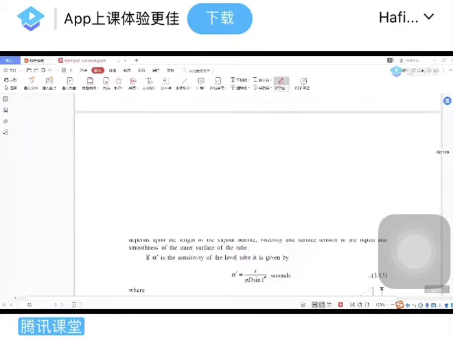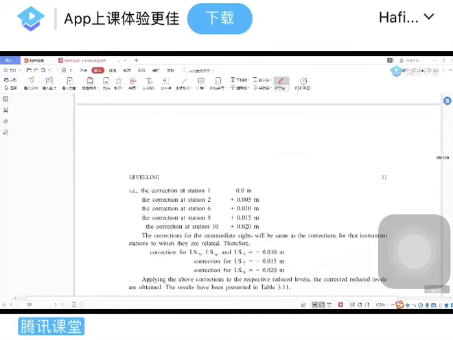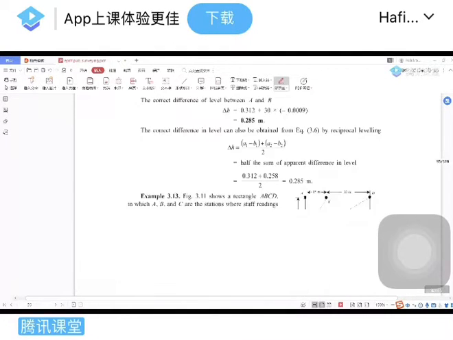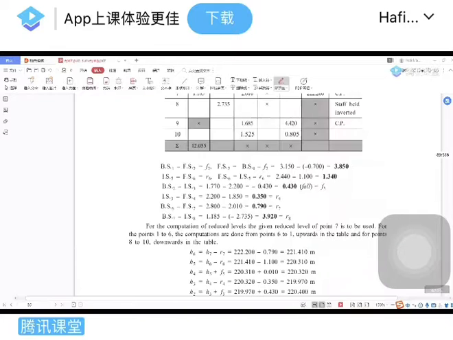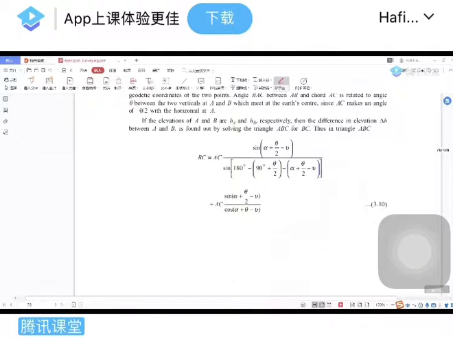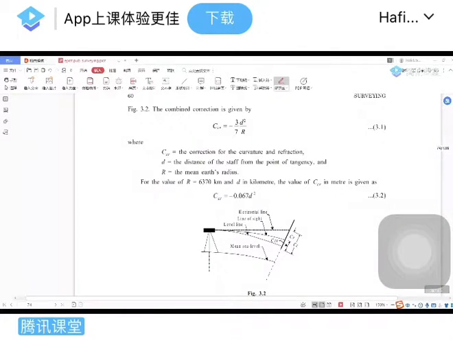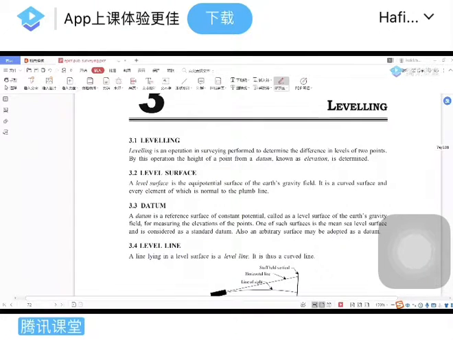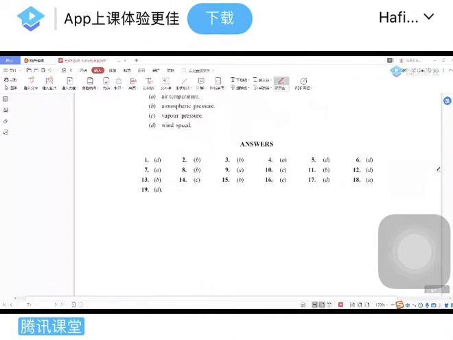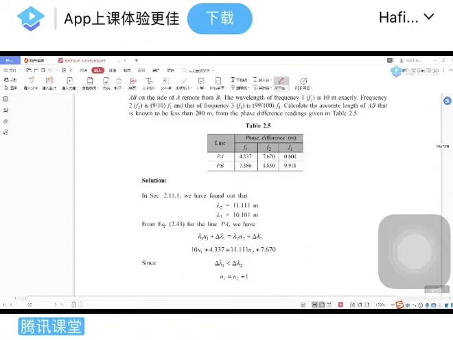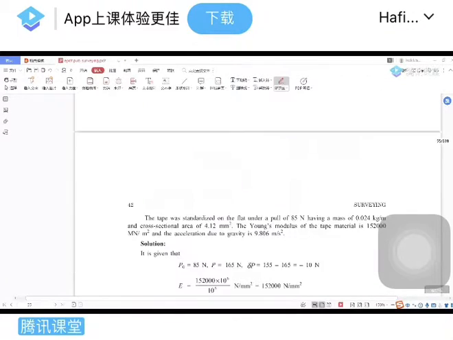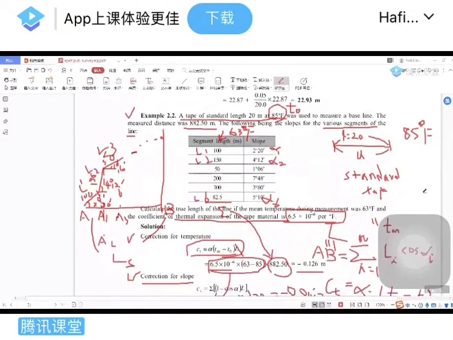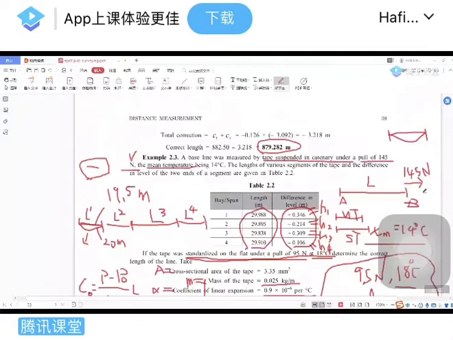I think we'll come to the machine bit very soon. So this is leveling. I think chapter 3 is leveling. So next week we can come to chapter 3. But we'll see.